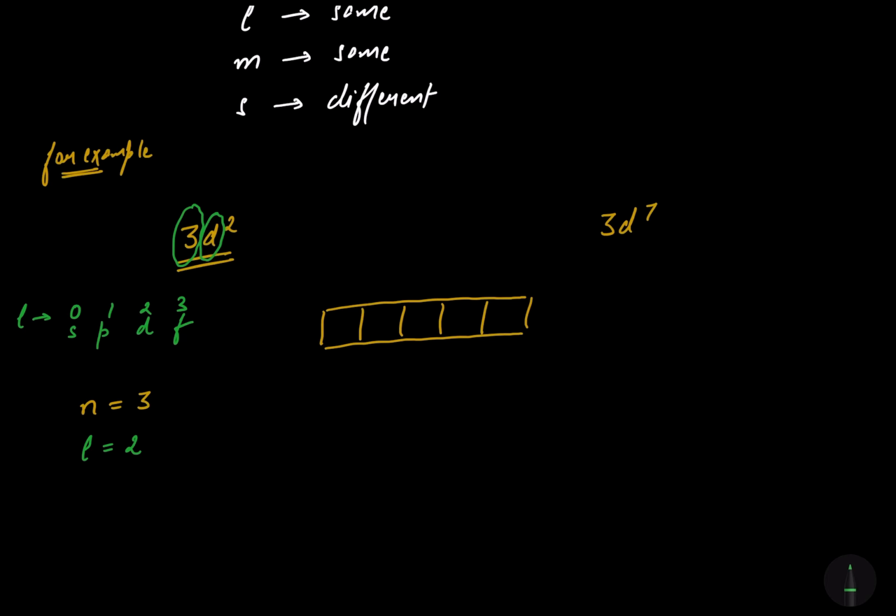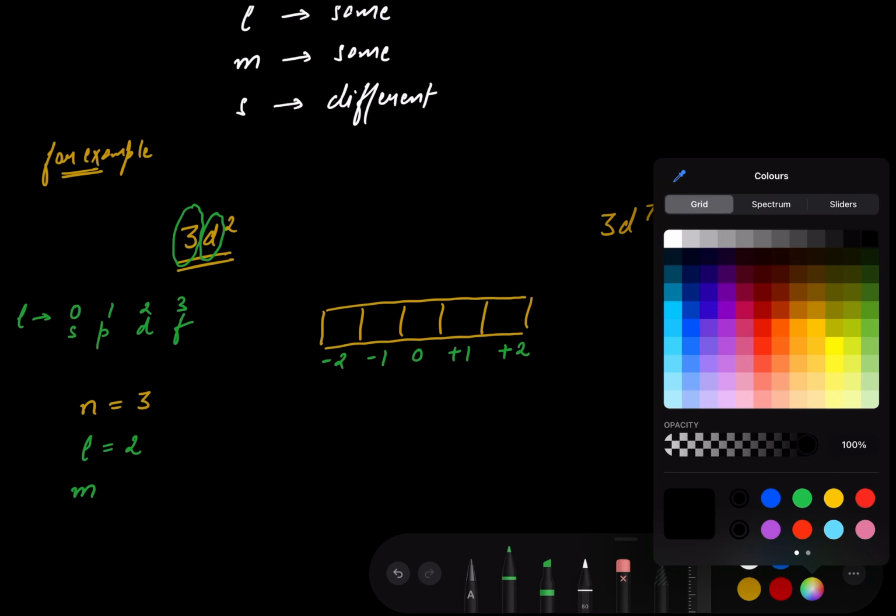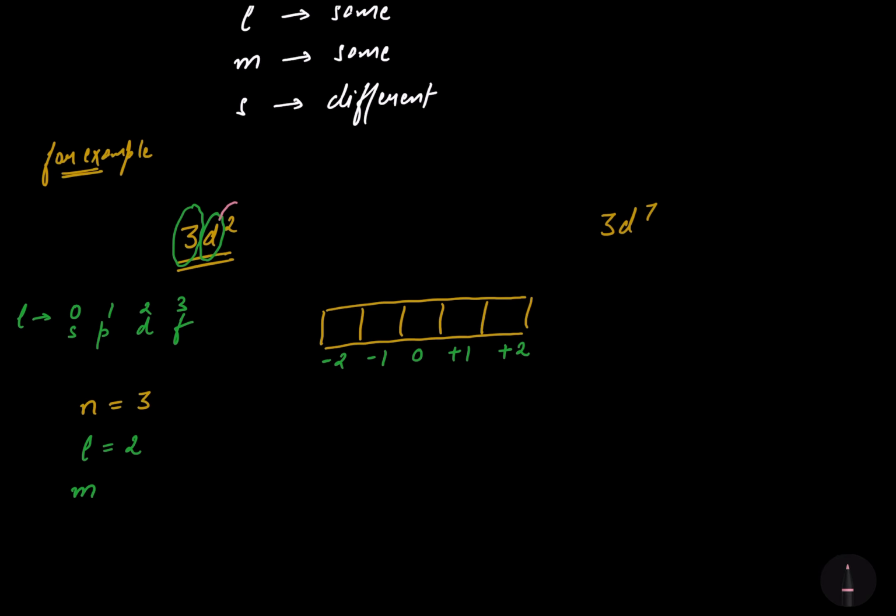Now let's talk about M. What's the value of M? It's minus L to plus L. Please come back to the degenerate orbitals. The value of M will be minus L to plus L. So this is minus 2, minus 1, 0, plus 1, and plus 2. So here we are talking about 3d2. 3d2 stands for the second electron of 3d subshell.